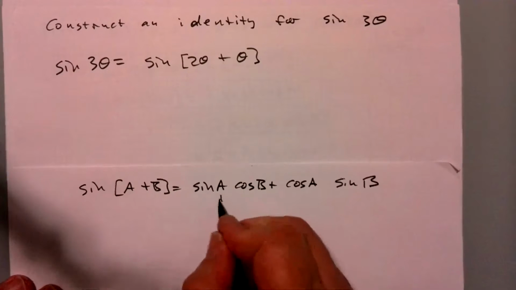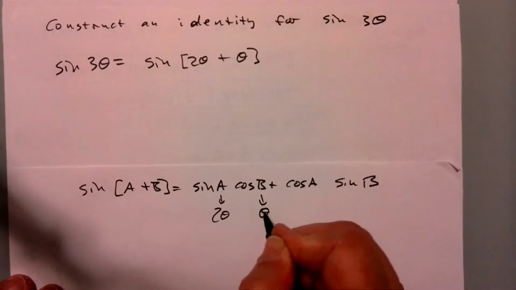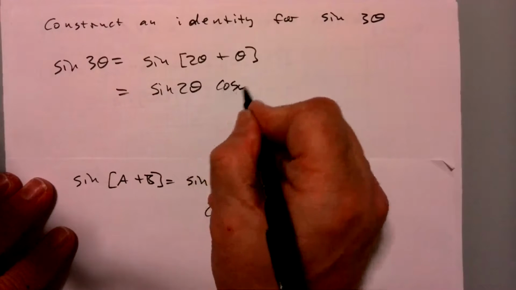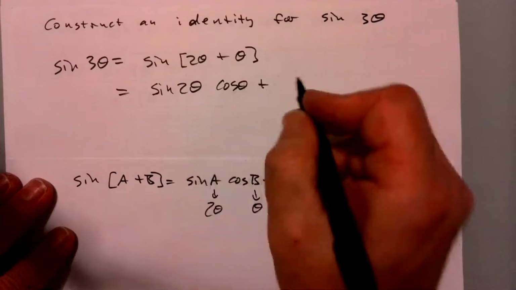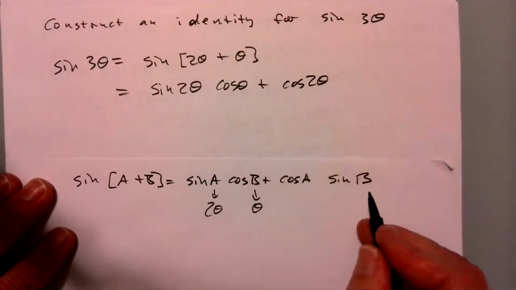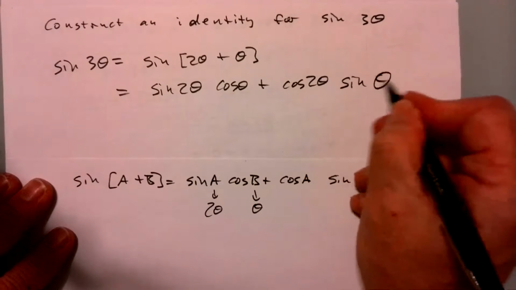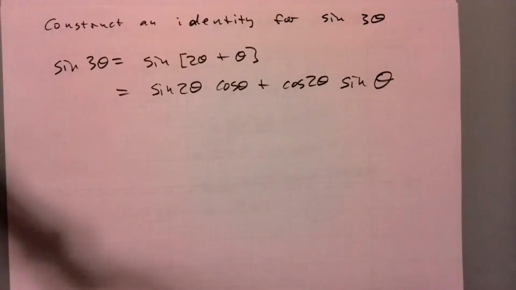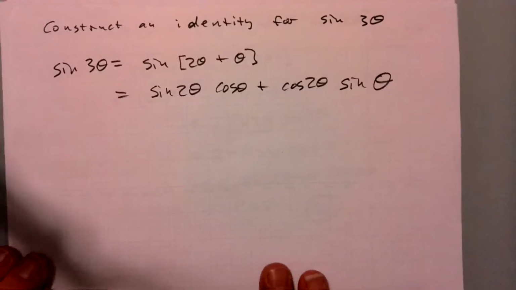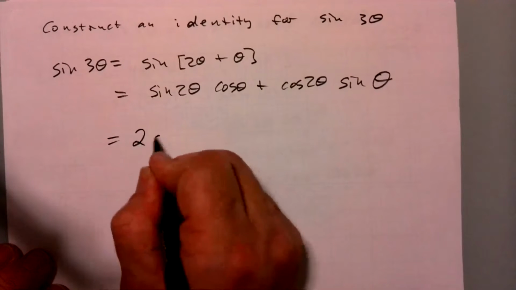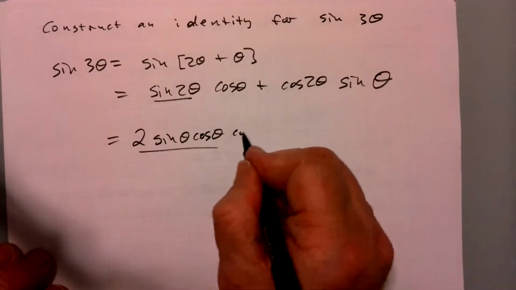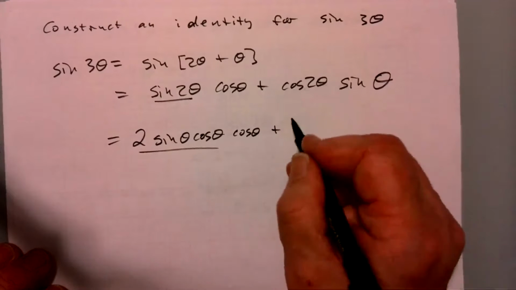Okay, so A is 2 theta, B is theta. So I'm going to get sine A, sine 2 theta, cos theta plus cos A, cos 2 theta, sine theta. So using our double angle identity, it gets us there. And then what else do we know? We know sine of 2 theta is 2 sine theta cos theta, multiply that by cos theta, plus, how about cos 2 theta?